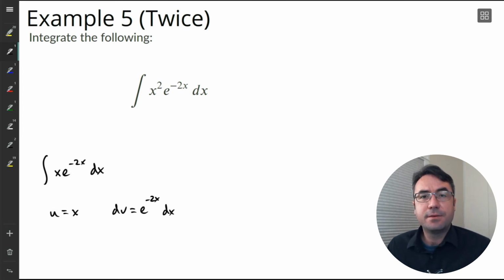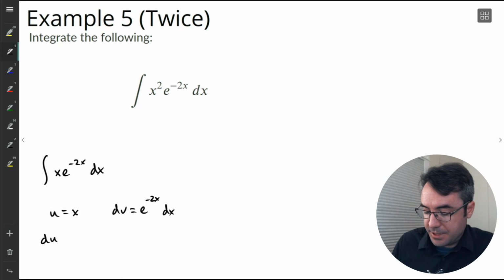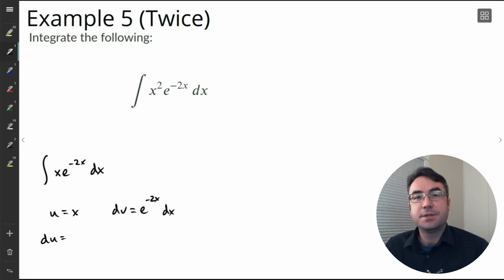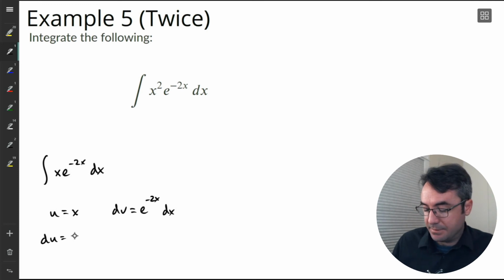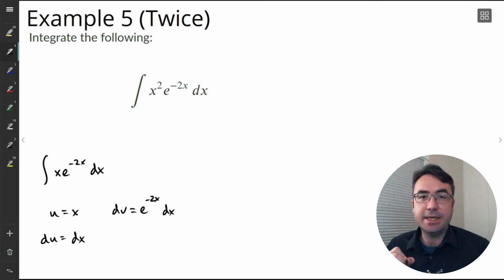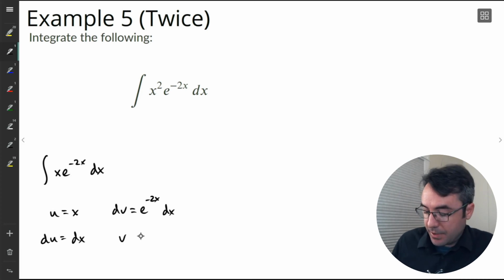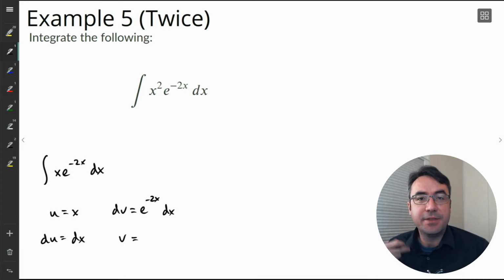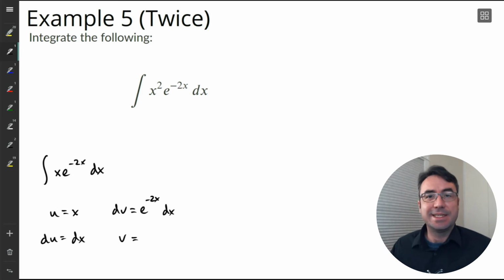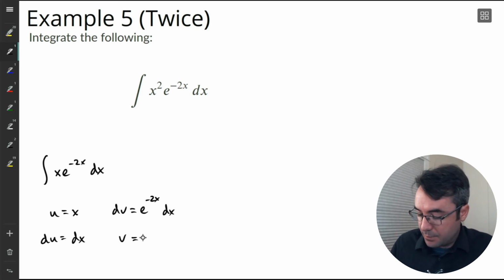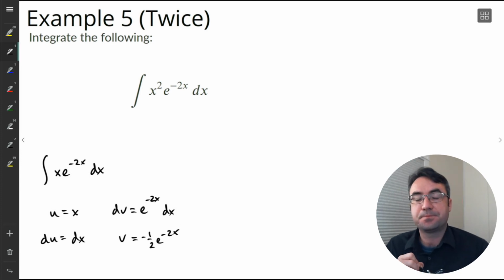And then we're going to calculate the differential du. So what is the derivative of x? Well, it's just 1. So we end up with 1 times dx, or just simply dx. We integrate dv to get v. And this is just another u-substitution form. It's the exact same one we did before. So we end up with negative 1/2 e to the negative 2x.